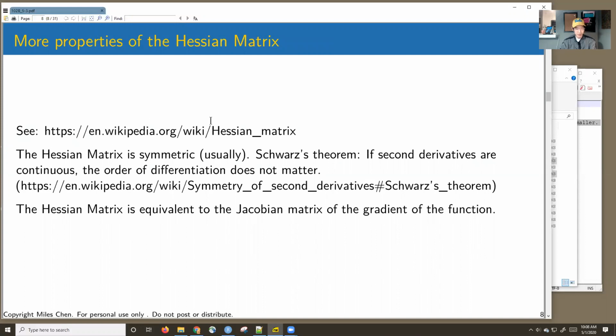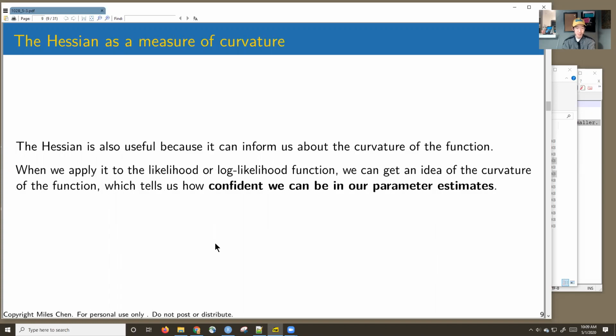Other properties, you can go on Wikipedia and read up on the Hessian matrix. The reason why we bother with the Hessian matrix is that it tells us about the curvature of the function. When we apply it to the likelihood or the log likelihood, we can see what the curvature of the function is, and this will tell us how confident we can be in our parameter estimates.